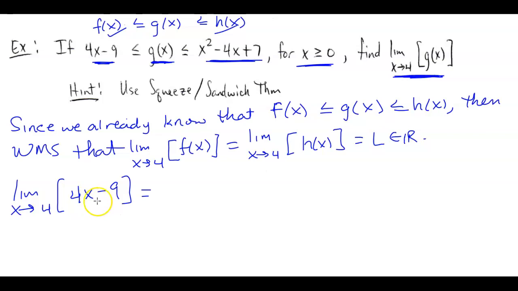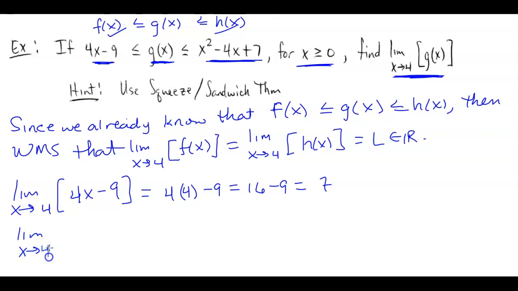And because this is a polynomial function of degree 1, meaning that the highest exponent on any variable is a 1, I can use the direct substitution property and just plug this in directly. And I see that this ends up being 7.